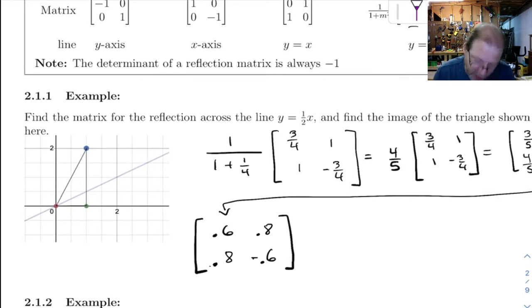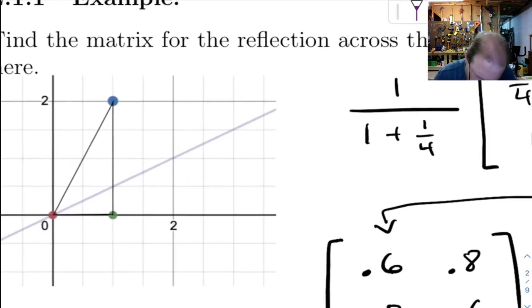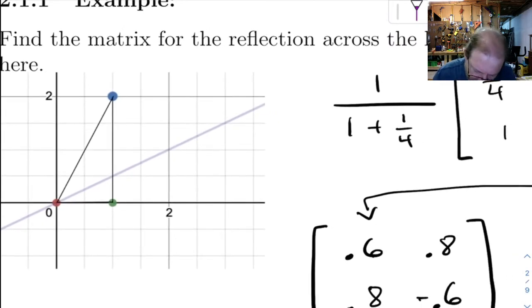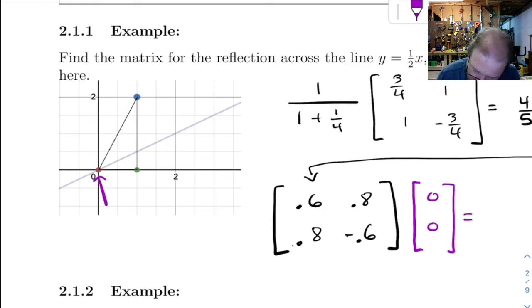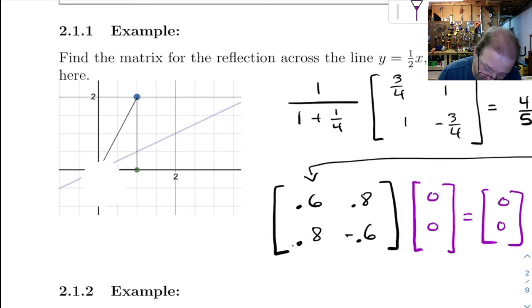Then it says find the image of the triangle shown here. Now, I mentioned this before, but it's been a while. When you have a linear transformation, to find the image of this triangle, all we have to do is find the image of each one of those vertices, and then just connect them with lines. So I'm going to start off doing them one at a time. This point is 0, 0. If you multiply this out times 0, 0, you just get 0, 0. So that point gets mapped to itself. I'm going to put the image here with big purple dots.